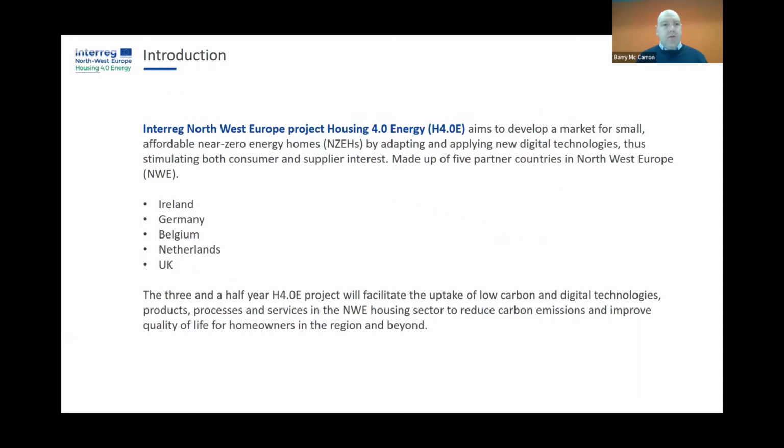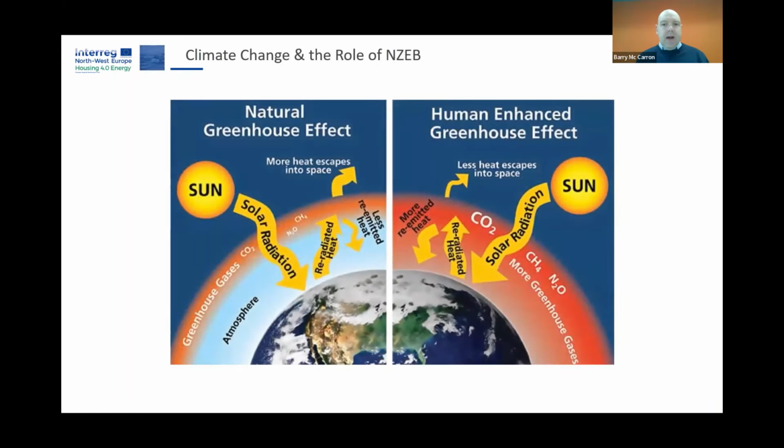So I'll go light on the first few slides. As was outlined, we've multiple partners in this Interreg Northwest Europe project called Housing 4.0. So again, we'll not limit that. Of course, for everyone here, it's no surprise that it's incumbent upon the construction industry to really get to grips with everything to do with the climate change imperative.